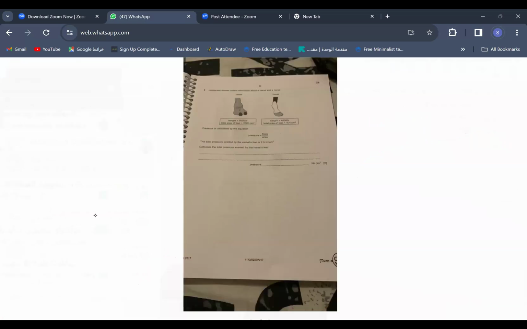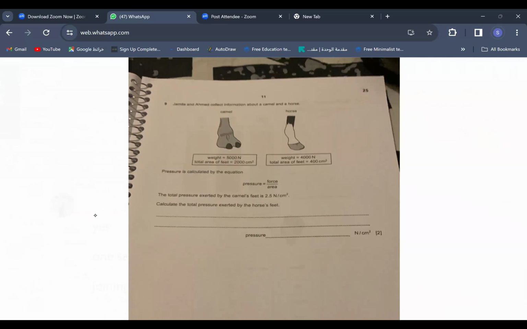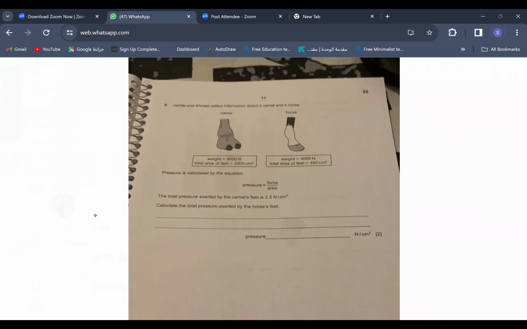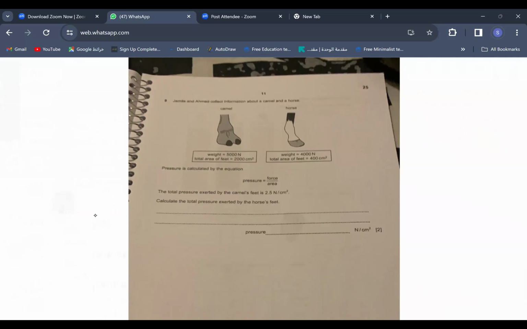We did this question? The one after you? Jamila and Ahmed collect information about the camel and the horse. Wait, which one? We didn't do it, no. Okay, do it. Jamila and Ahmed collect information about the camel and horse.